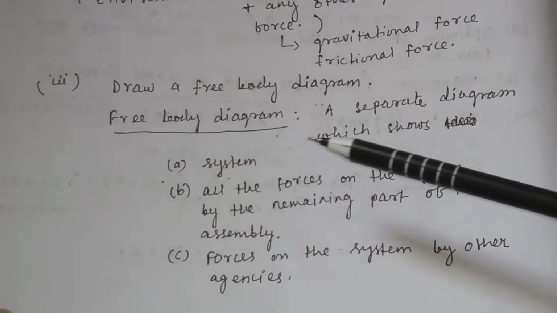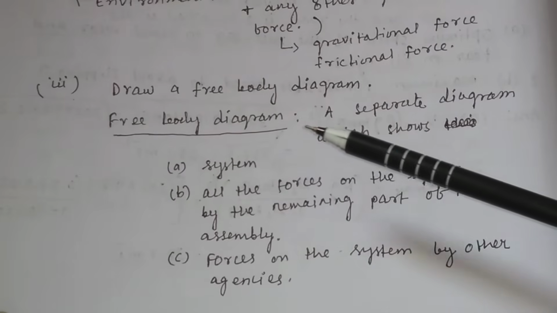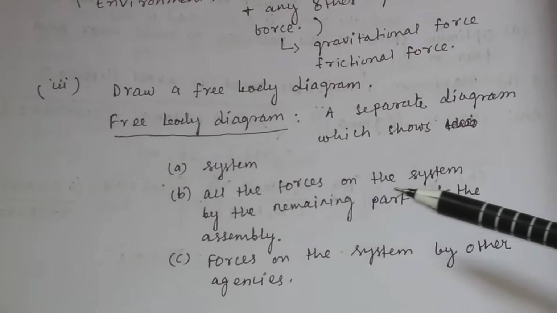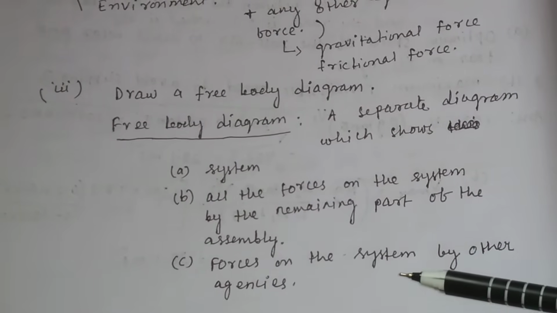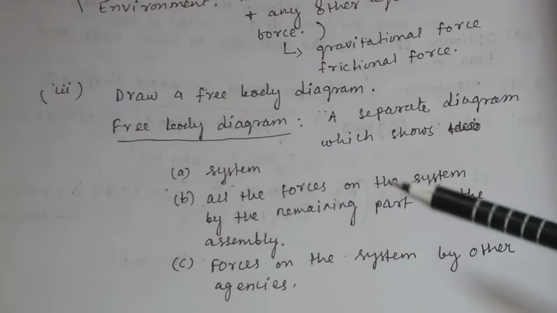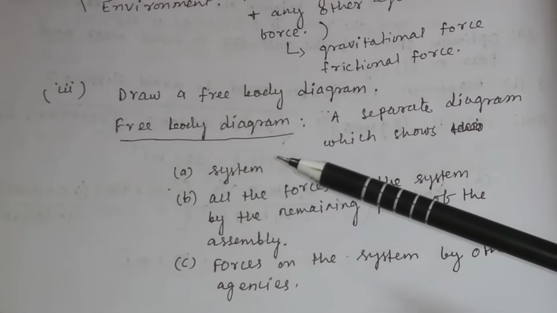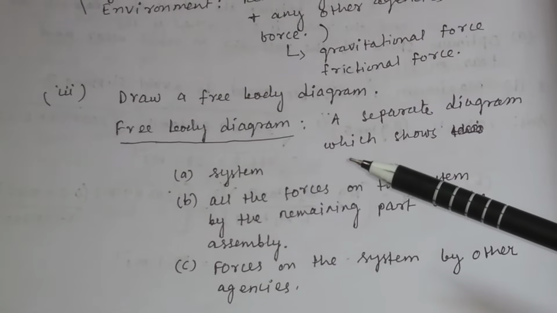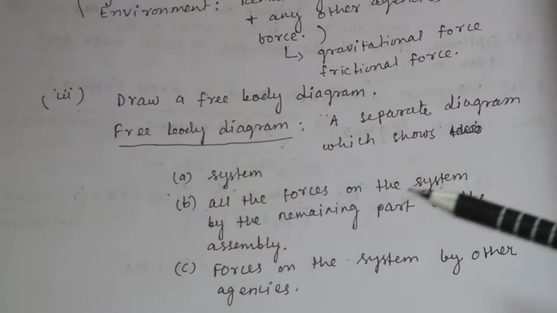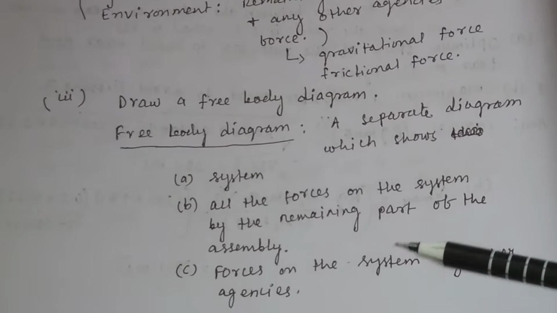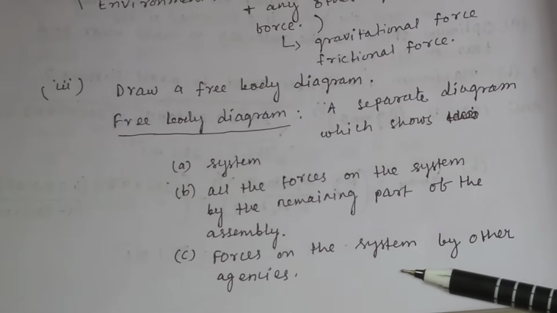Then in the third step, you draw a free body diagram. A free body diagram means a separate diagram which shows the system. The free body diagram basically shows the system and all the forces on the system by the remaining part of the assembly, and forces on the system by other agencies. In the free body diagram, you should write this: a free body diagram is a separate diagram which shows the system and all the forces on the system by the remaining part of the assembly. And in the free body diagram, you must have forces on the system by other agencies.